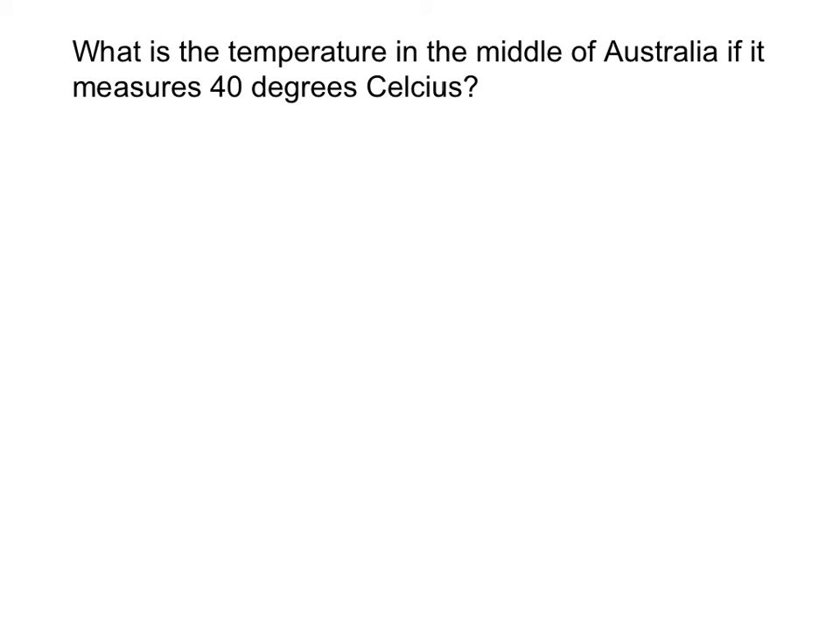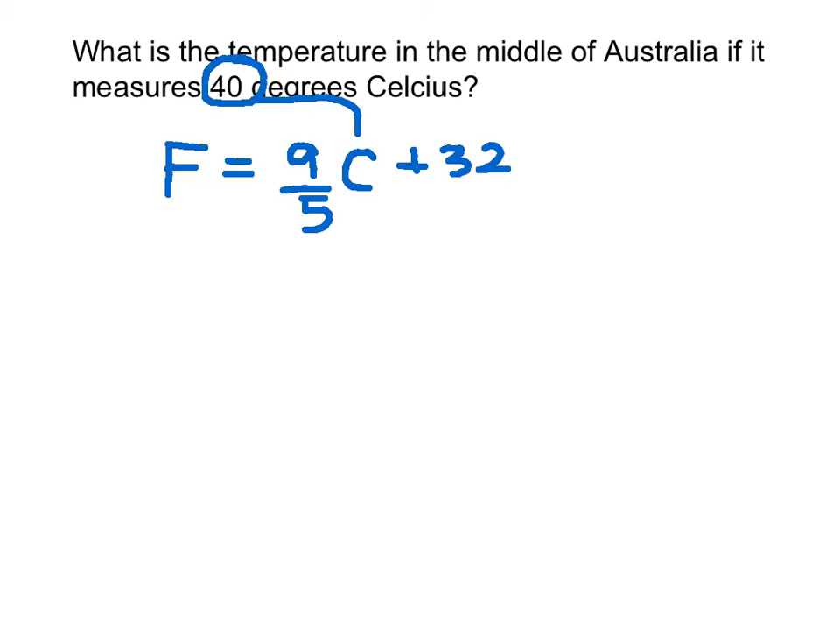So if I was to ask you, what's the temperature in the middle of Australia if it measures 40 degrees Celsius? And you probably go, I'm not sure. But let me see if I can find a formula to figure it out. Oh yes, there it is. It's Fahrenheit. So if you want to talk the same degrees to someone, Fahrenheit equals 9 over 5 C, where the C stands for Celsius, plus 32. Okay, well that's pretty awesome. Now I can take my 40 degrees and plug it in here. And we should be able to figure out what this 40 degrees Celsius is in Fahrenheit.